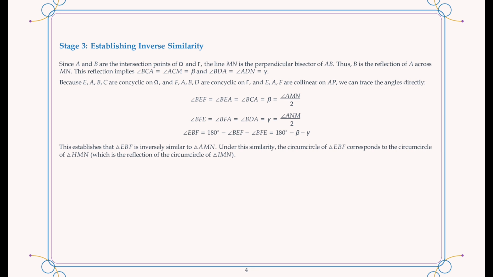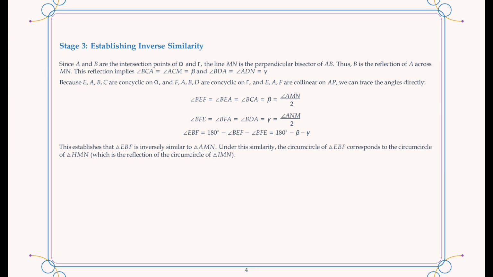Since A and B are the intersection points of omega and gamma, the line MN is the perpendicular bisector of AB. Thus, B is the reflection of A across MN. This reflection implies angle BCA equals angle ACM, which is beta, and angle BDA equals angle ADN, which is gamma.